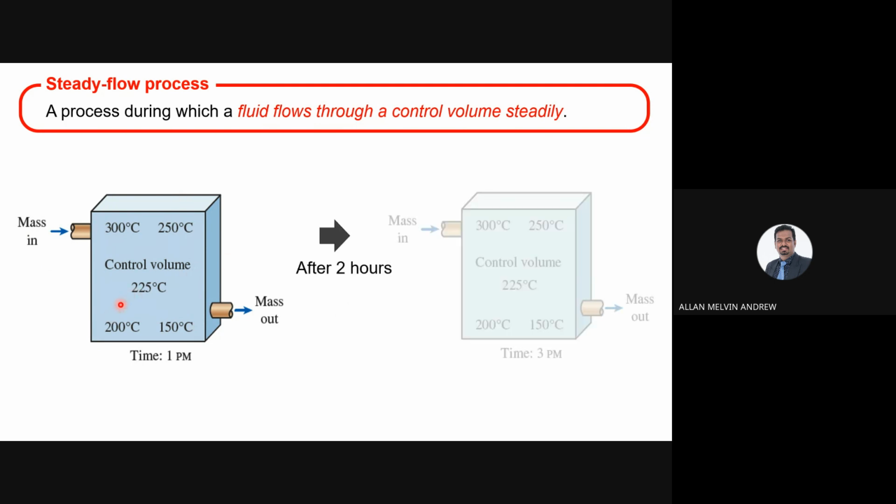Okay, but what will happen after 2 hours? So after 2 hours, mass is entering and mass is going out, and the system is still having the same thing. So here 300 degrees Celsius, here 250, here 200, 150, same like at 1 p.m. So at 3 p.m. also, everything is the same. Then we know that there's a flow, and the flow is a steady flow process, because it is a process during which a fluid flows through a control volume steadily. Okay, so that's all for today.